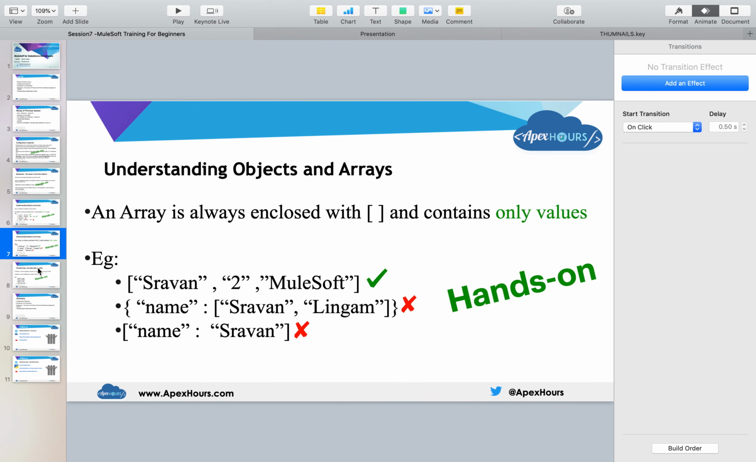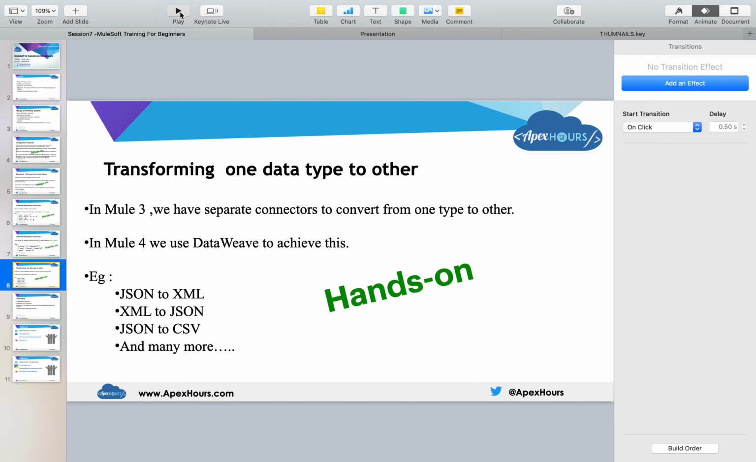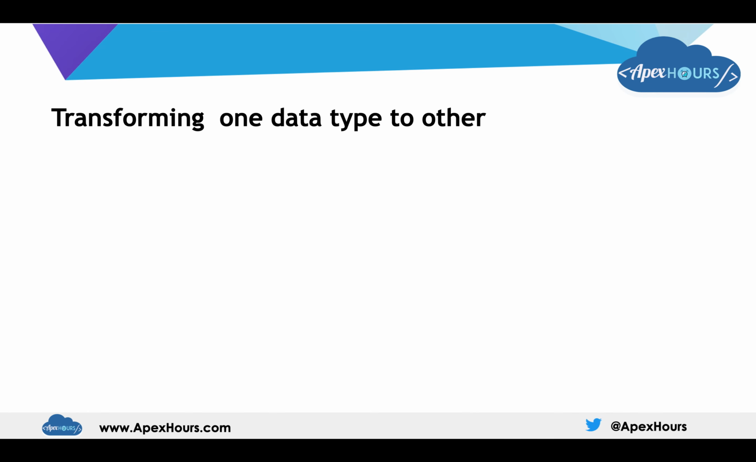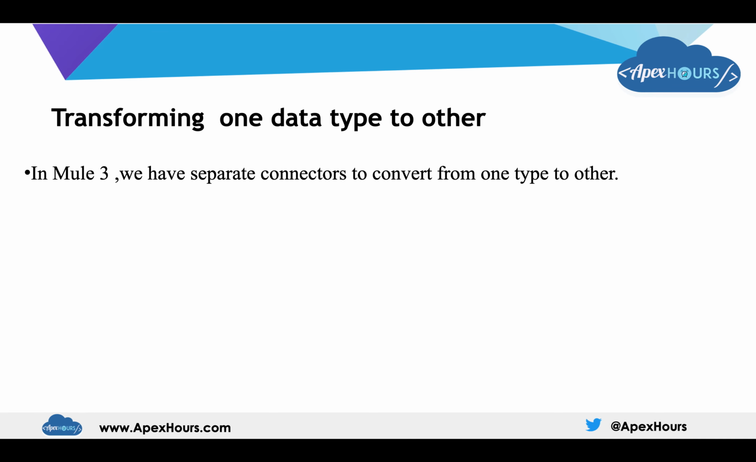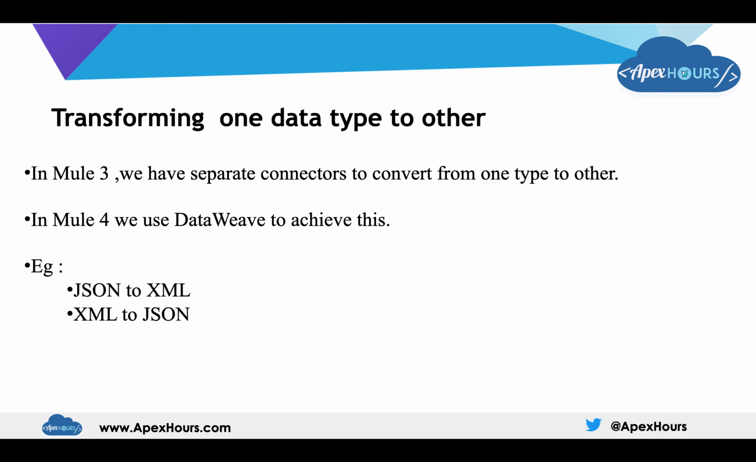All right, so now coming to the last part of this particular session, we are just starting with DataWeave, so I wanted to make it simpler. Transforming one data type to another in Mule 3, this statement you can ignore, but it is just for your understanding. In Mule 3, we used to have separate connectors to convert from one type to another. In Mule 4 we are using DataWeave to achieve this. For example, JSON to XML, XML to JSON, JSON to CSV, and many more.